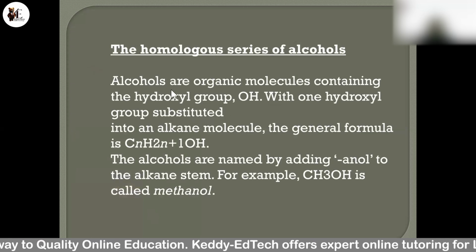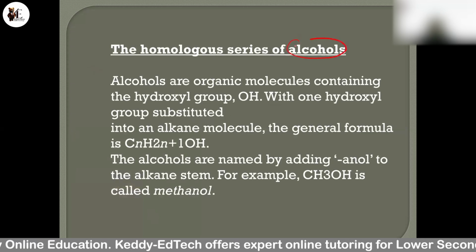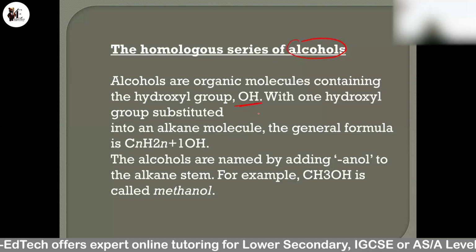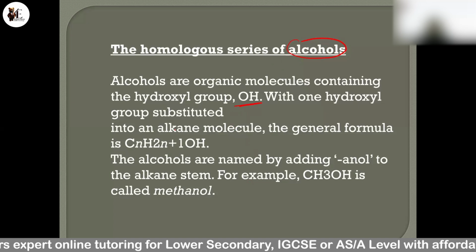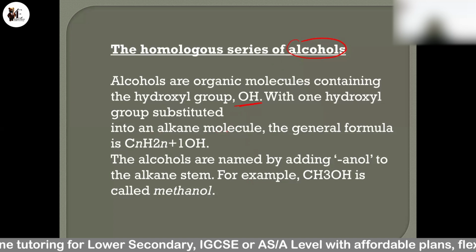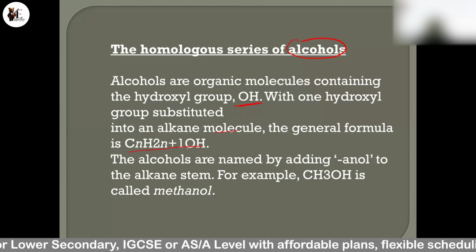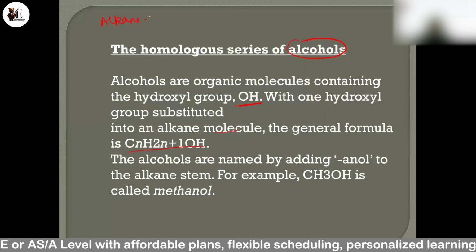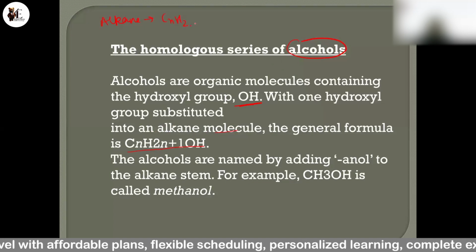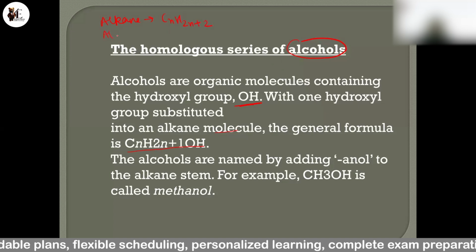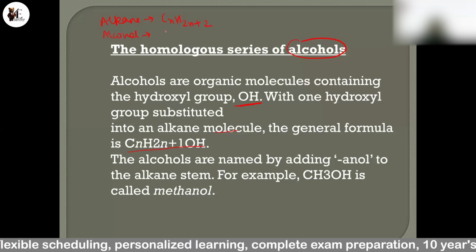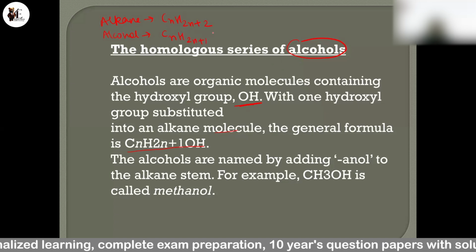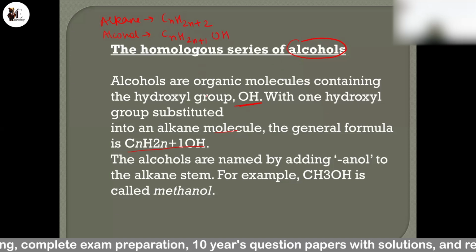For example, first of all, let us see what are alcohols. Alcohols are organic molecules. They contain the hydroxyl group, OH. So here one hydroxyl group is substituted into an alkane molecule and the general formula becomes CnH2n+1OH. For alkane, the general formula is CnH2n+2. But for alcohol it is CnH2n+1. That means one H is substituted by an OH group. So this is the general formula.